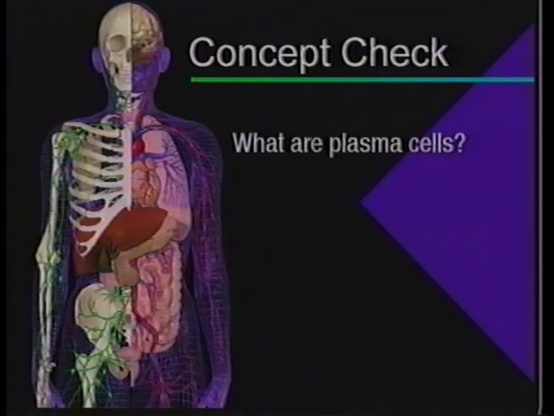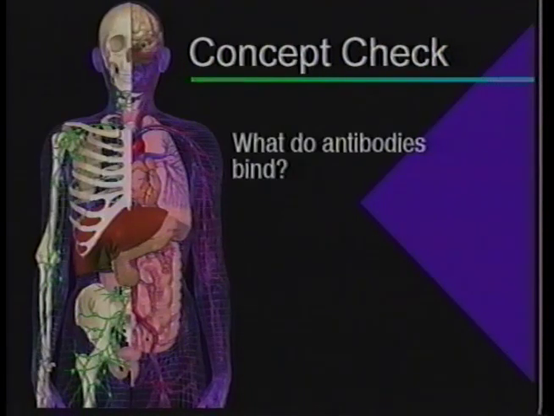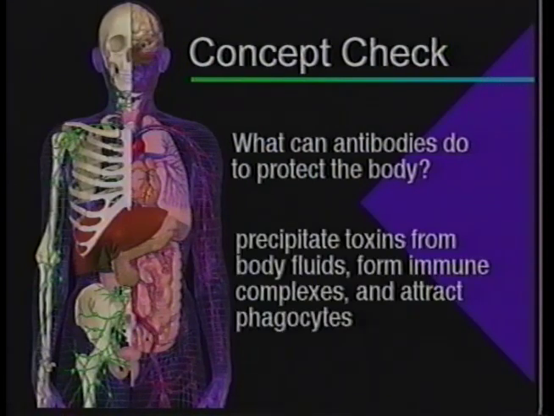What are plasma cells? What do antibodies bind? What can antibodies do to protect the body? How was the concept check?